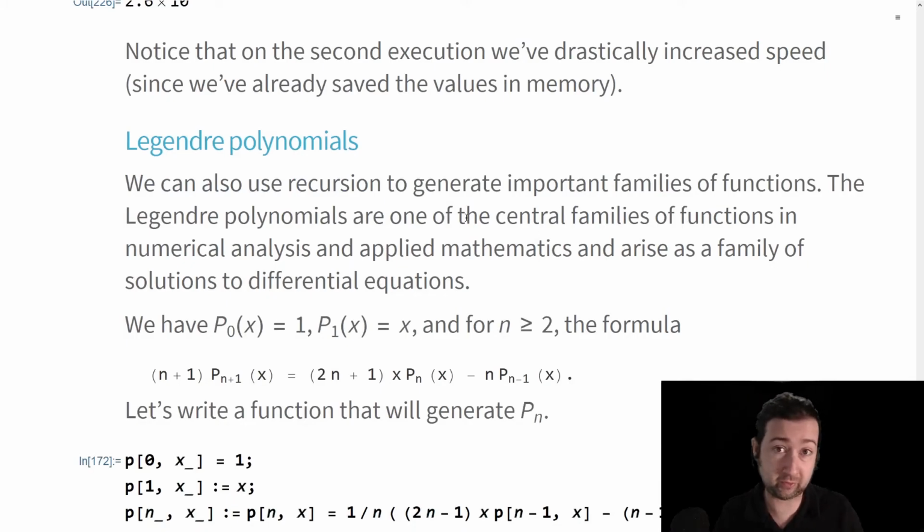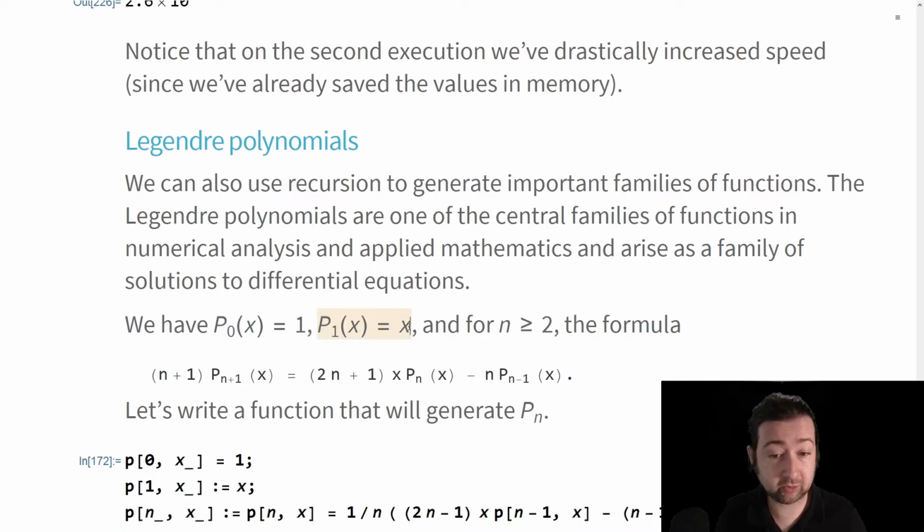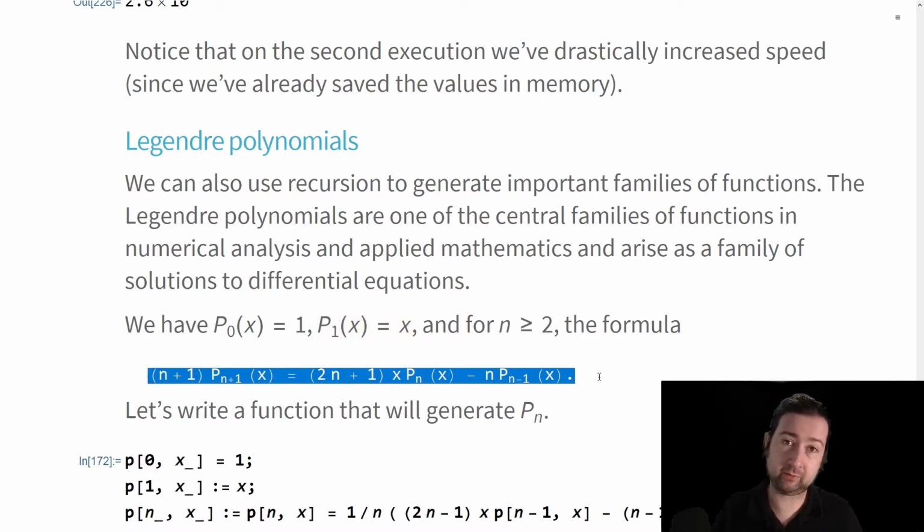You can use them for approximation theory, for example, and they show up in a lot of applications of physical systems as well. One of the ways to define the Legendre polynomials is as the output of a recursive relation, where you start with the first Legendre polynomial being equal to 1, and the second Legendre polynomial being equal to x. And for n greater than or equal to 2, you have a formula that looks like this that defines all of the rest of them.